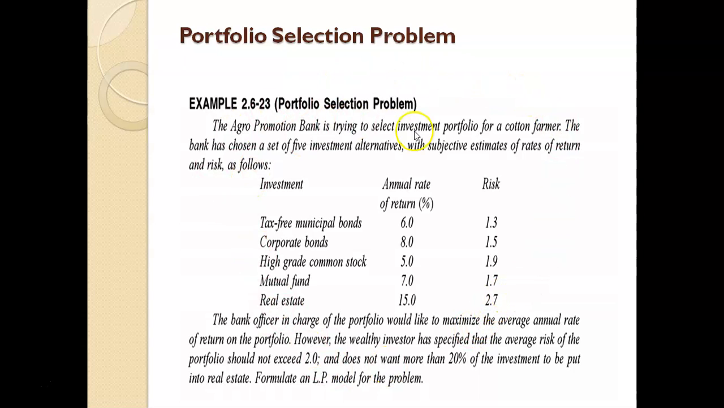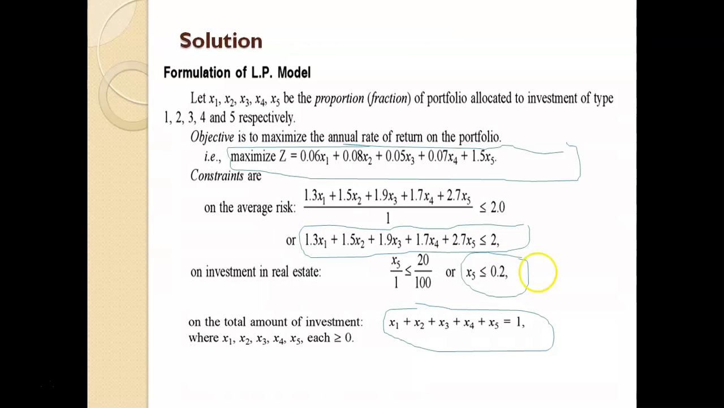So now we have gone through the whole scenario, and we have identified the possible constraints and the type of objective function. So let us go to its solution. Let x1, x2, x3, x4, x5 be the proportion or fraction of the portfolio allocated to investment type 1, 2, 3, 4, 5.